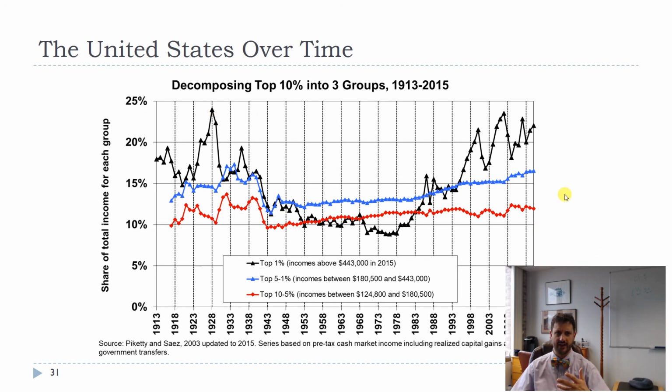And so we'll talk about that as well, and hopefully we'll have time at the end of the class to do the chapter on inequality.